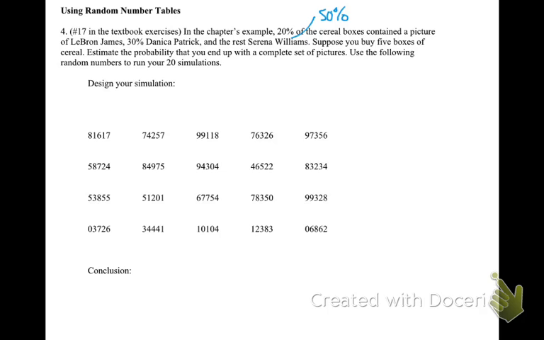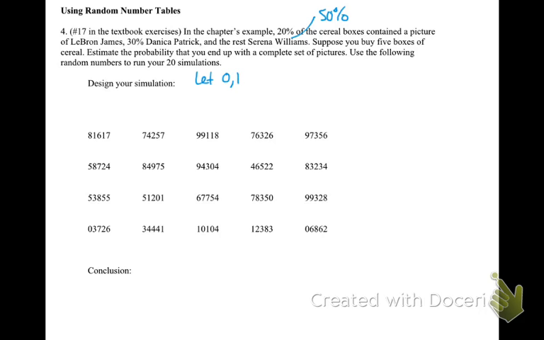Before you do anything, we need to design our simulation. Okay, so we need to start off with a plan before we do any kind of simulation. Meaning, we got to assign the digits 0 through 9 as outputs for certain things in the simulation. Because these are nice percentages, 20%, 30%, and 50%, we're going to assign 20% to 2 of the digits, 30% to 3 of the digits, and 50% to 5 of the digits.